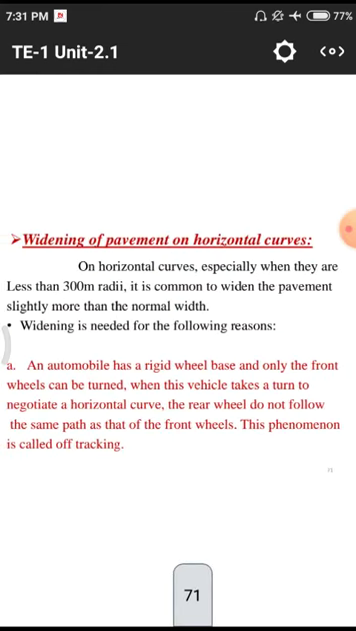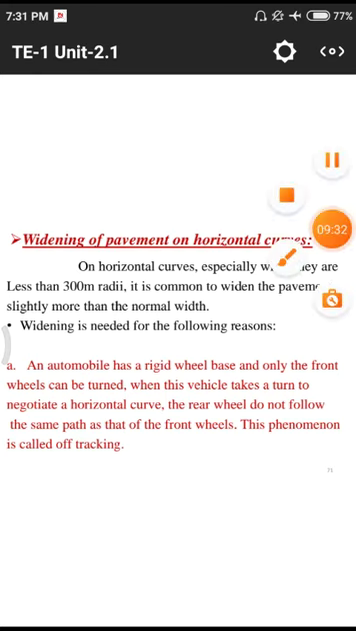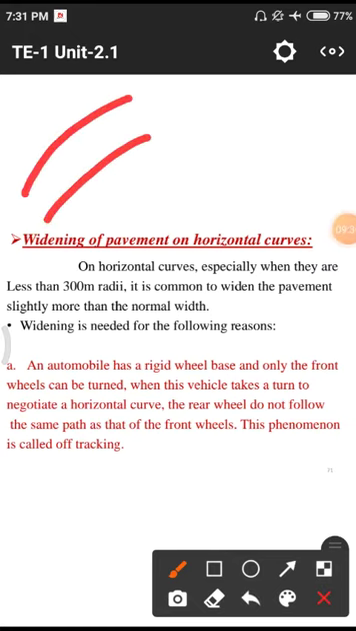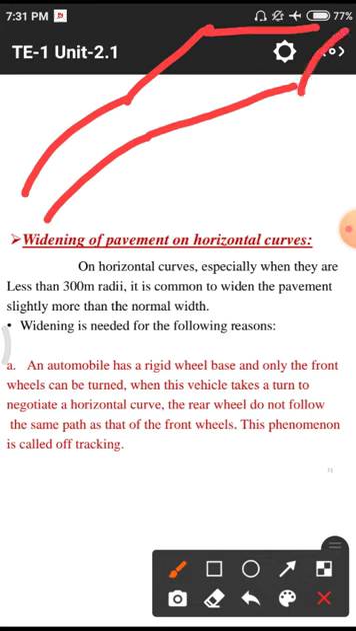After that we have to discuss the widening of pavement on horizontal curves. What is widening? That means enlarging. This is the normal curve, we need to widen. After that we need to decrease it over a particular span. This is the widening. This kind of widening along horizontal curves is to eliminate sight distance problems and other conditions.